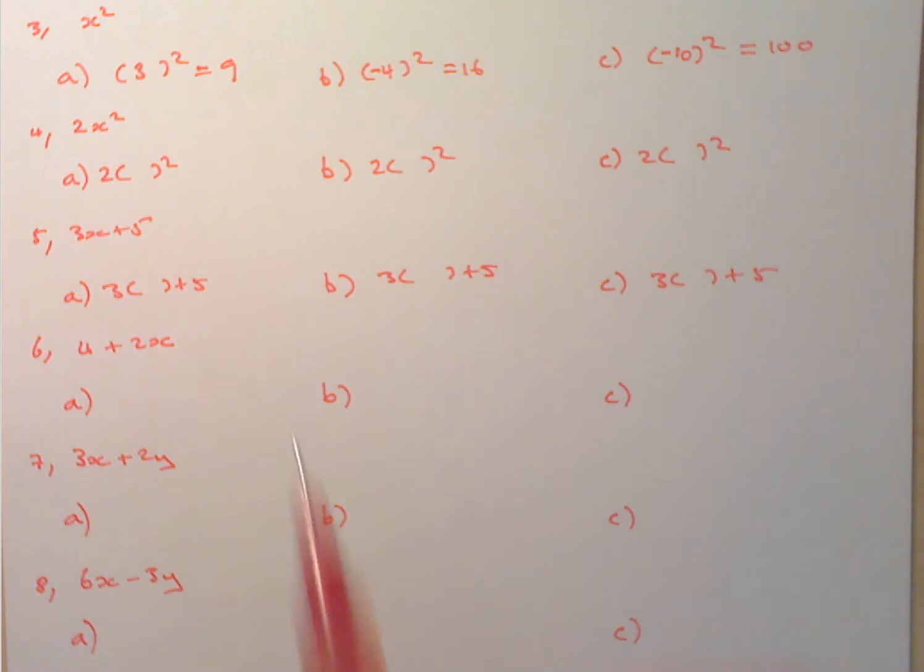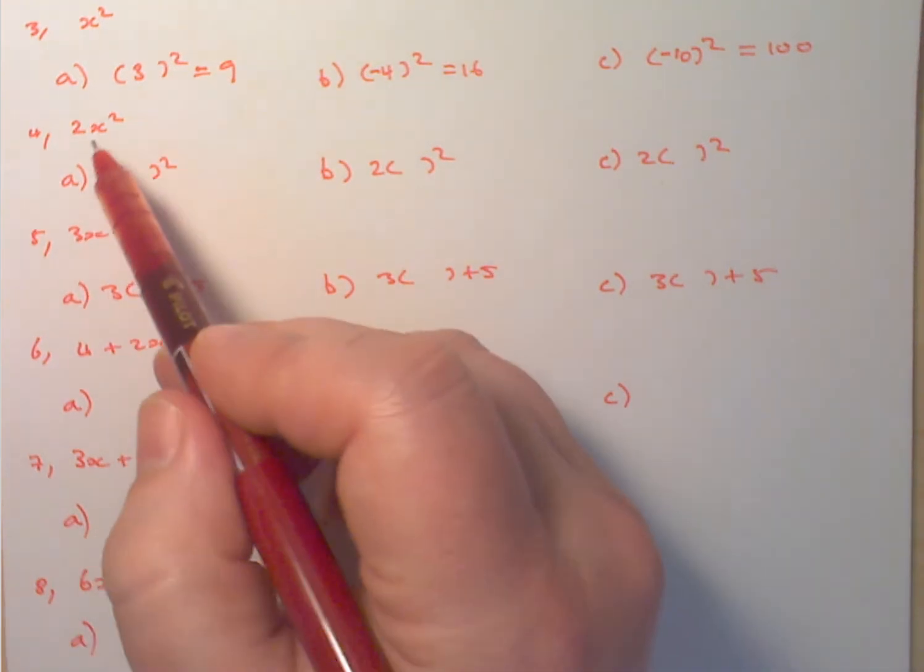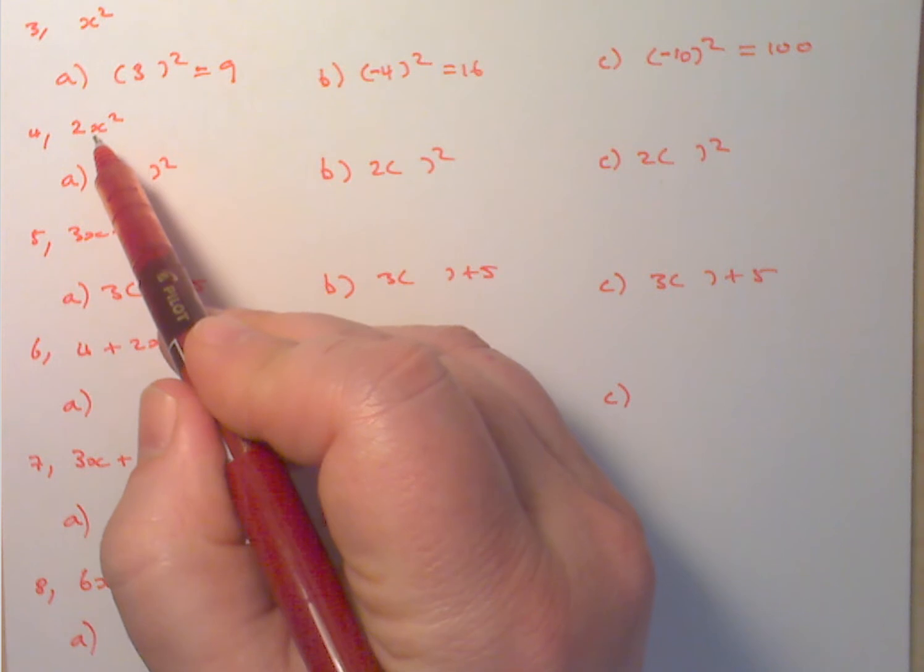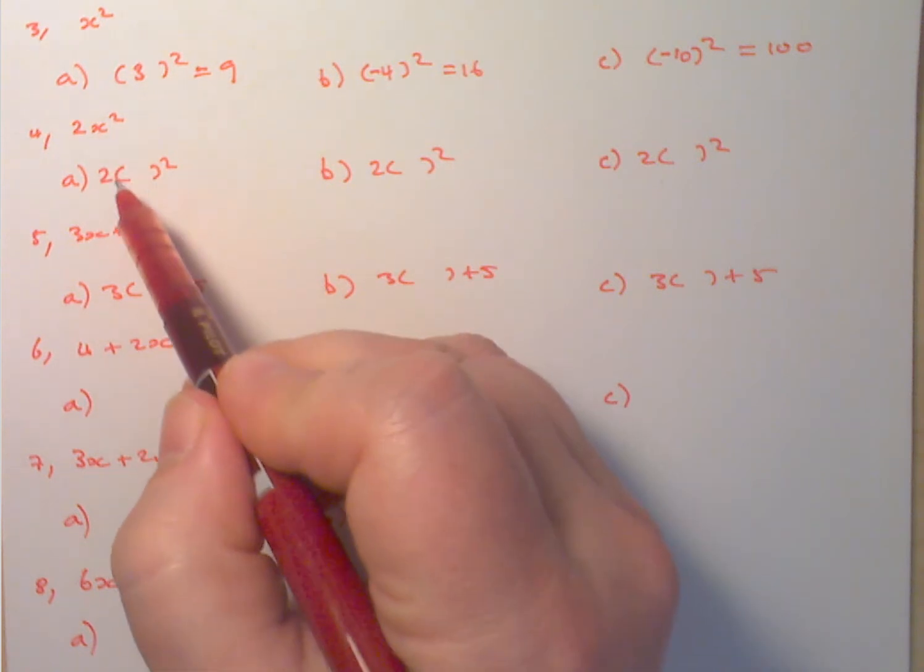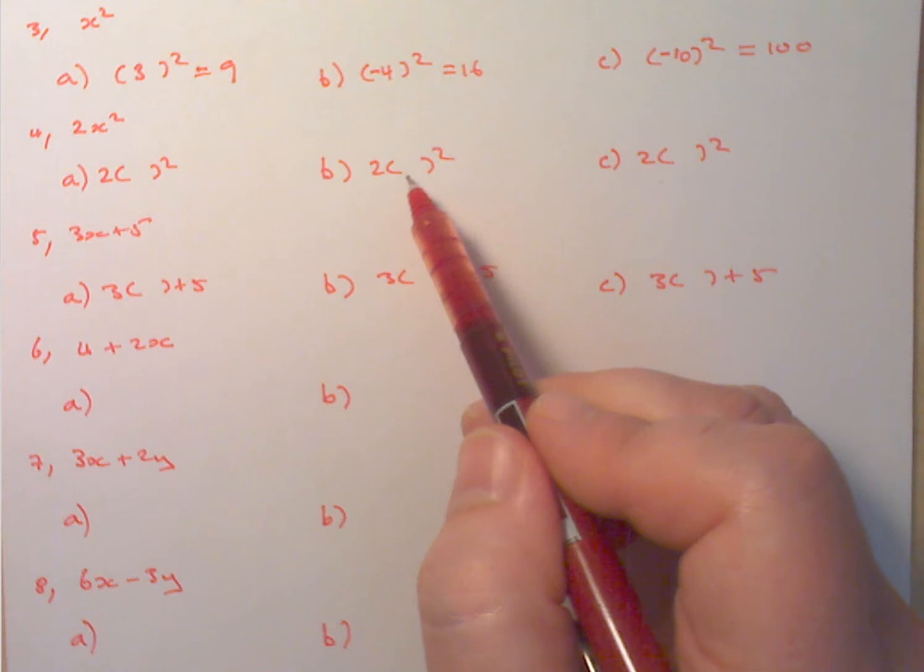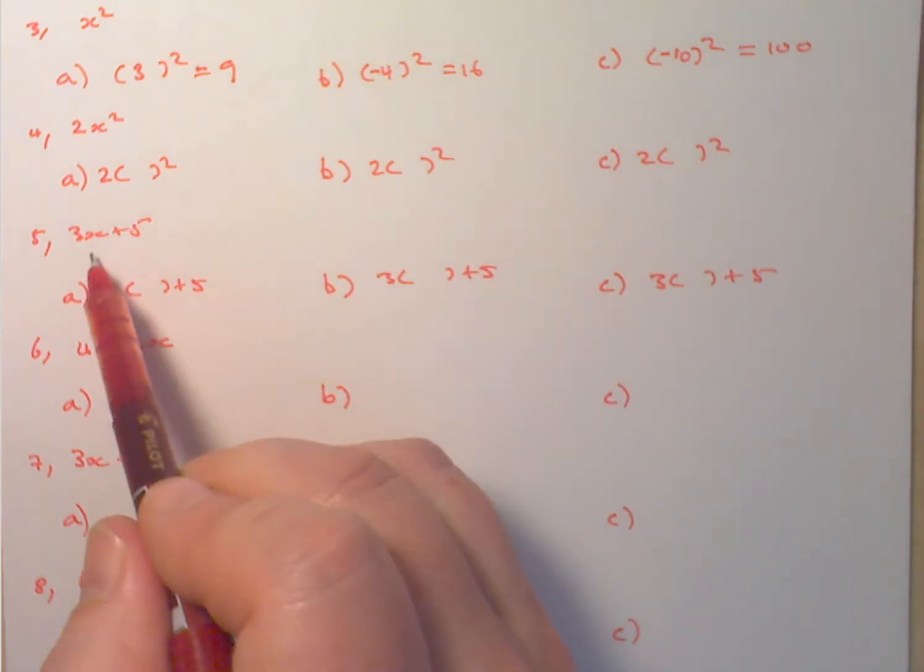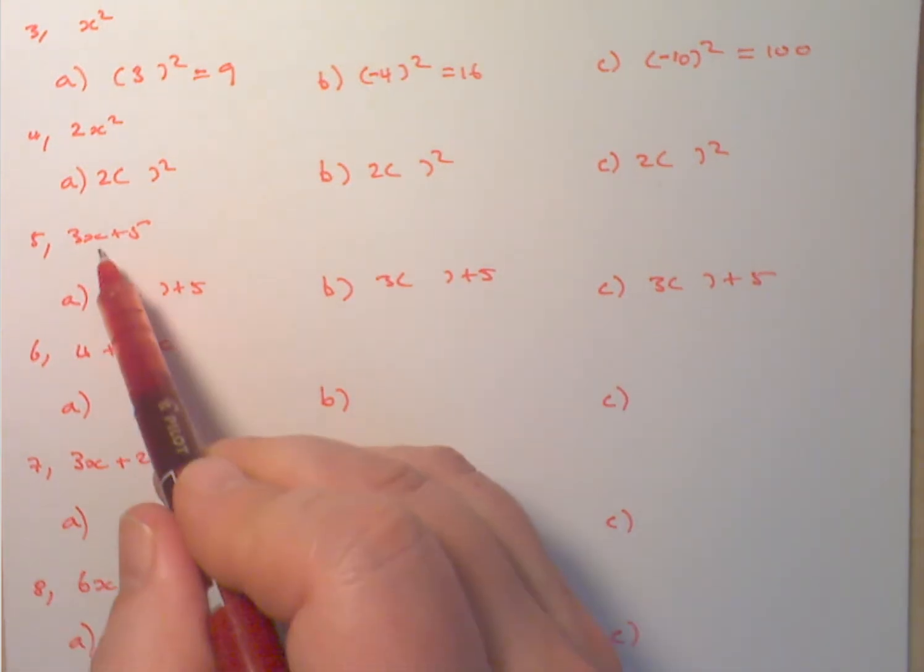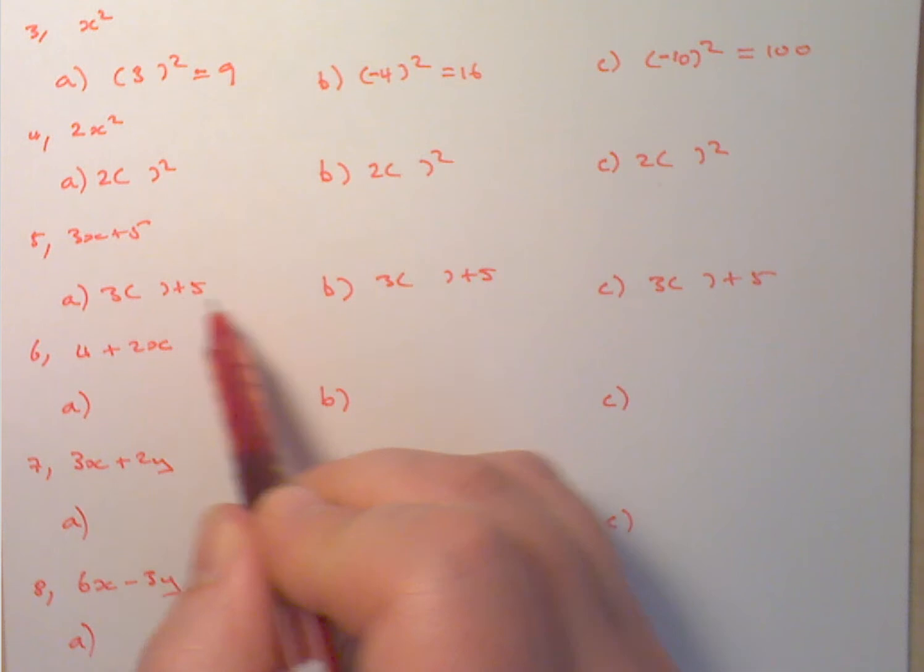Now let's have a look at questions 4 and 5. You can see in questions 4 and 5, I've replaced the letter with open brackets. So 2x squared, the x has been changed with open brackets, 3 times. And with 3x plus 5, I've replaced the x again with open brackets.